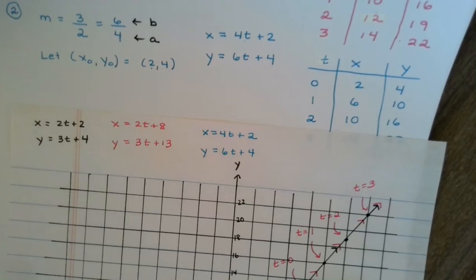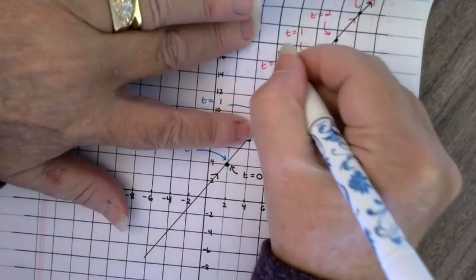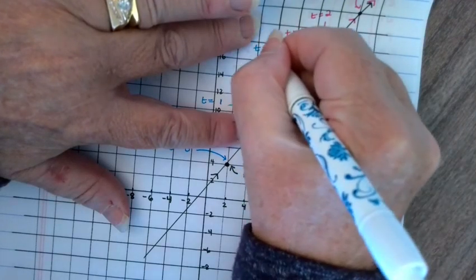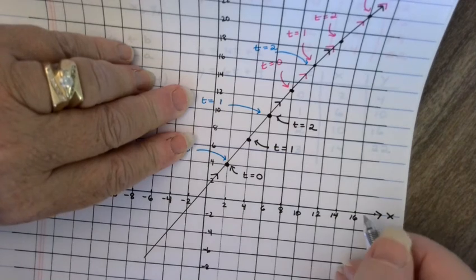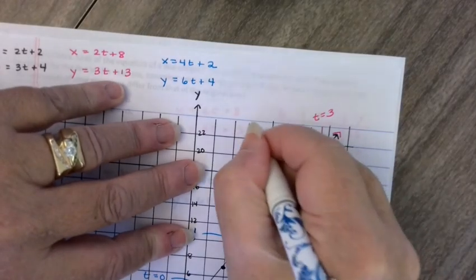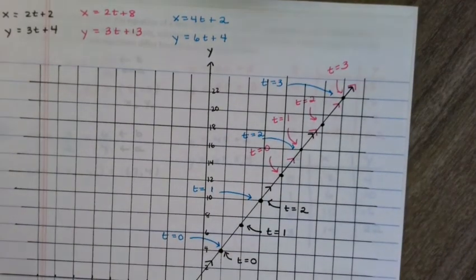And t equals 2 was 10, 16. And t equals 3 was 14, 22. So notice what's happened. We've actually gone up along this line twice as fast, right?